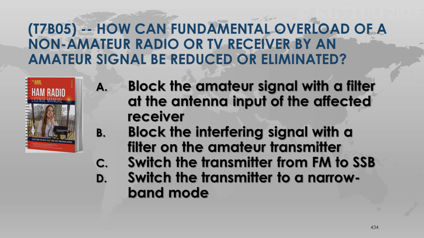How can fundamental overload of a non-amateur radio or TV receiver by an amateur signal be reduced or eliminated? A bomb. Okay, the lawful and socially acceptable means. A diplomatic approach. So, how can fundamental overload of a non-amateur radio or TV receiver by an amateur signal be reduced or eliminated? Alpha. Block the amateur signal with a filter at the antenna input of the affected receiver.